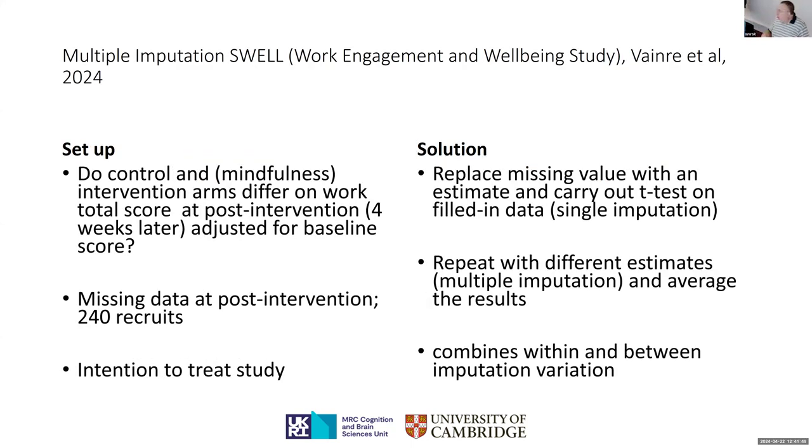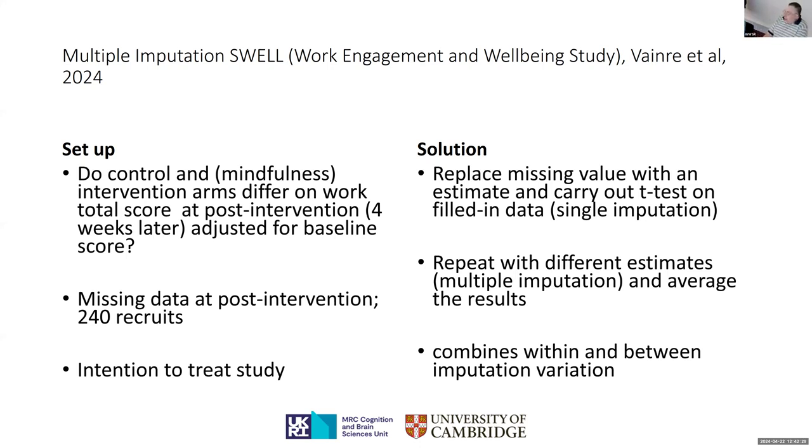Now, what is the case study? What are we looking at? It's two groups, two arms: the control, which is light exercise, and mindfulness, which is a sort of meditation process. What we're interested in is people's work effectiveness. There's a particular scale for work effectiveness, where we ask people to respond on a scale of 0 to 4. There were 240 recruits, and intention to treat, that's the big buzz thing that we always have to do.